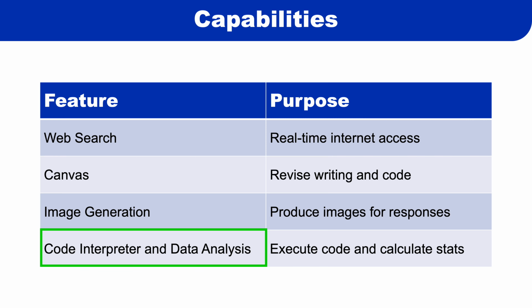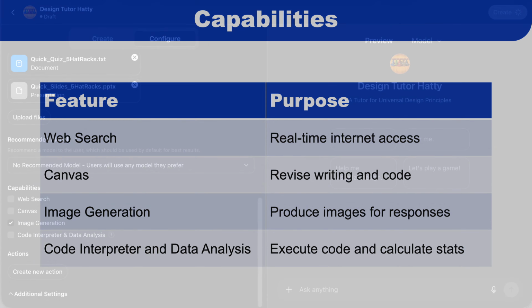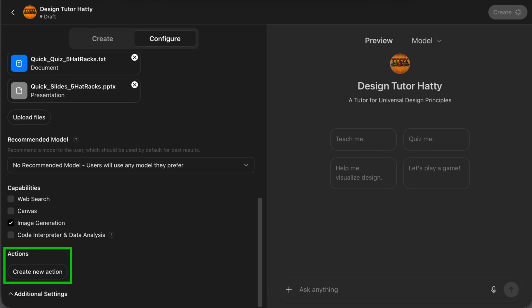Code Interpreter and Data Analysis enables features related to code execution and statistical calculations. You might enable this if you want users to run code or analyze data. Yet, if this is not relevant to your users, you can disable it. Actions is an advanced feature that allows integration with external websites for purposes like custom hosting and data processing. These topics are beyond the scope of our current tutorial.